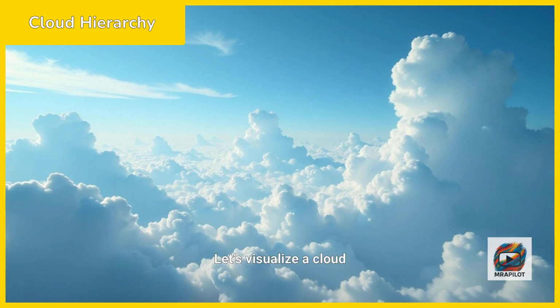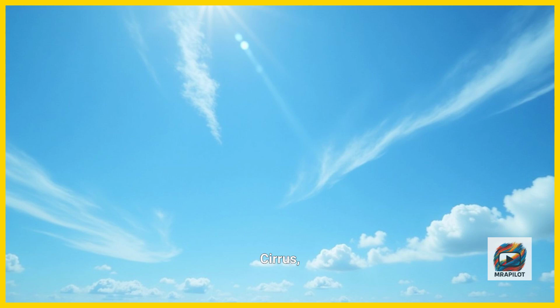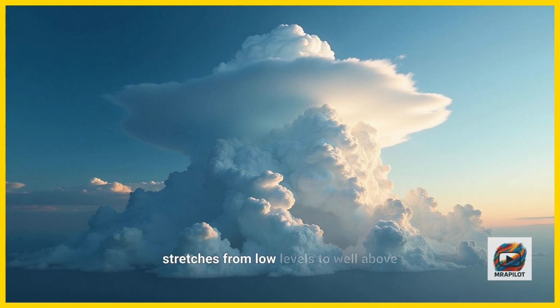Let's visualize a cloud hierarchy from low to high. Stratus, stratocumulus, and fog live near the surface. Altostratus and altocumulus occupy the mid-levels. Cirrus, cirrostratus, and cirrocumulus float high above. Cumulonimbus stretches from low levels to well above FL 400.